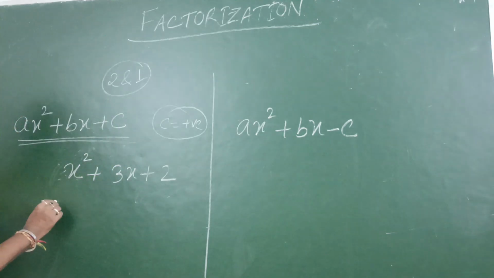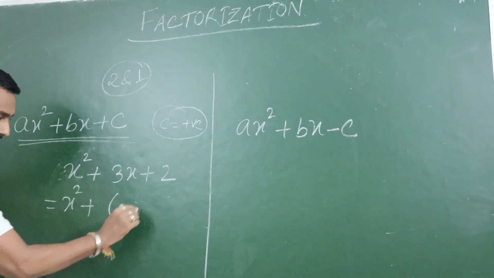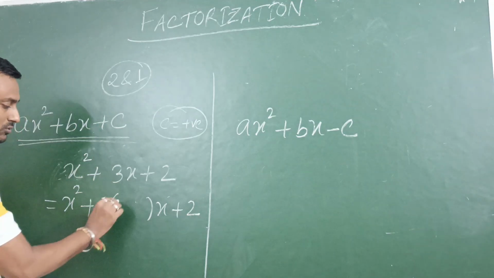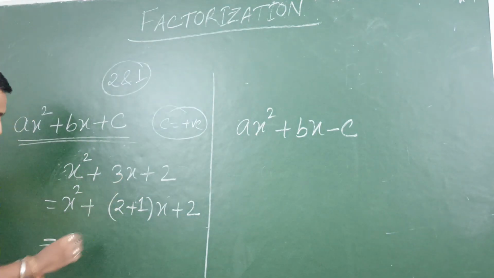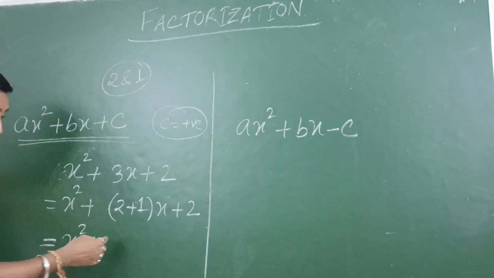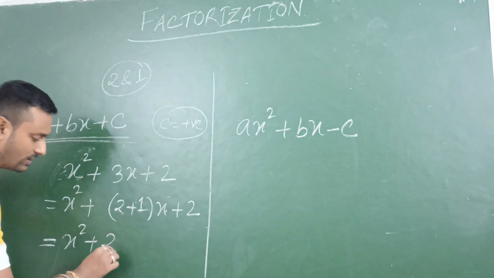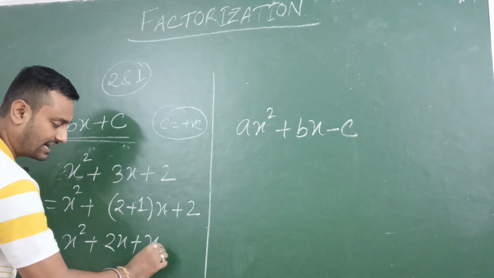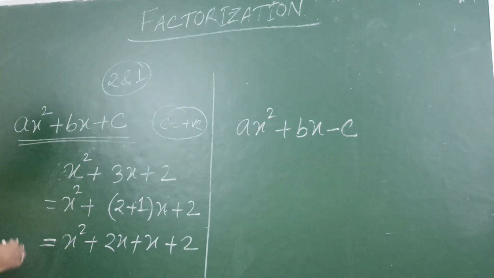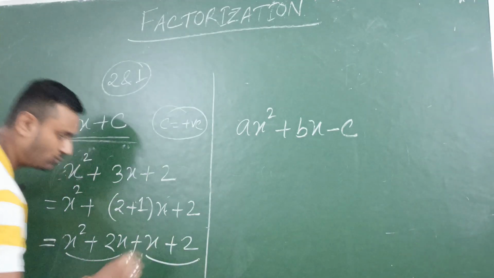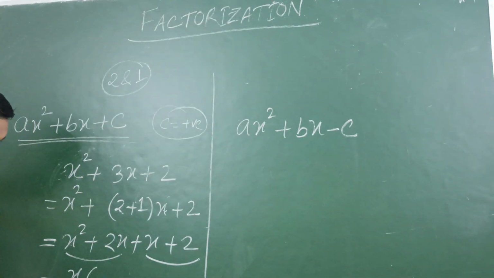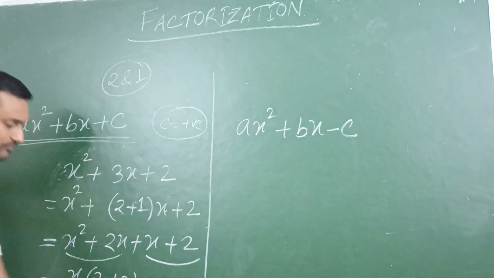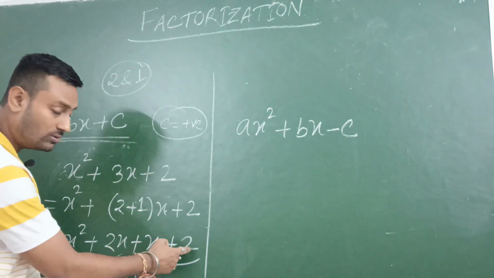So how can you solve after finding p and q? You just write like this: x square plus, within brackets, this one is x, this one is 2. So 2 plus 1 is 3. Now after that you use the distributive property: 2 into x, 2x, plus 1 into x, x plus 2. Okay. After expanding, you just take two values. At first you take x square plus 2x and take one common x. Then it comes x plus 2. Okay. And in x and 2, there is no number common.